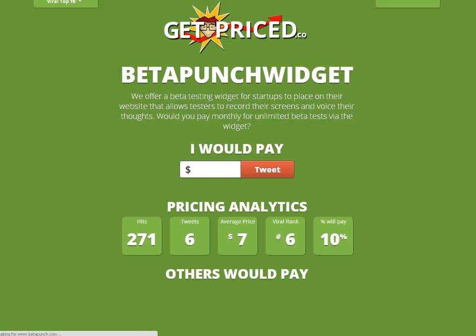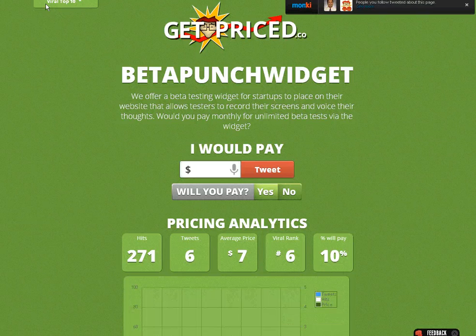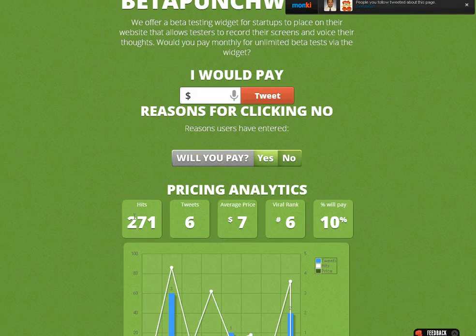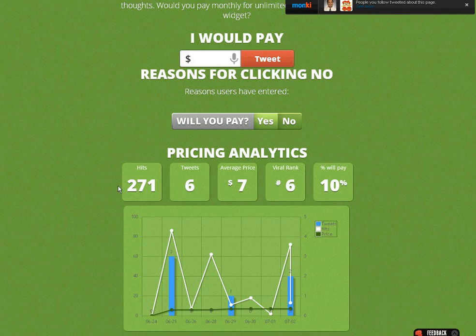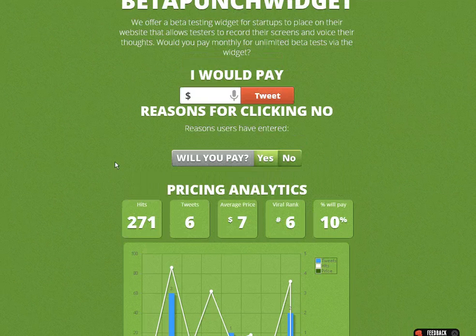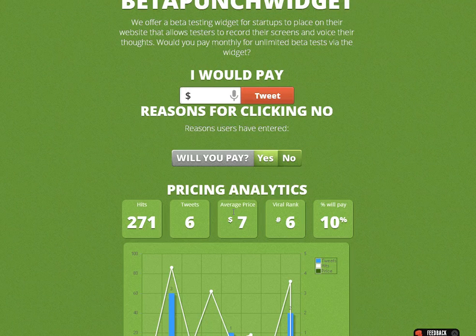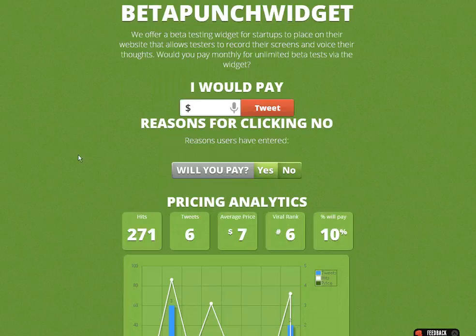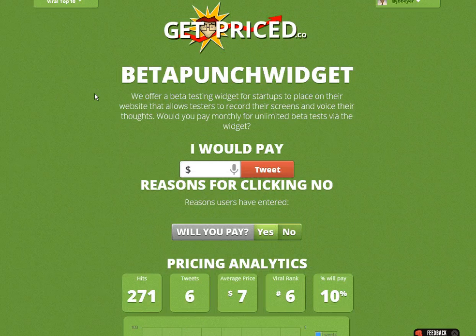So they're creating the page, and this is what it looks like, getpriced.co/BetaPunch widget, which comes back to how many people have actually clicked this link. 271 hits. Wow, that's pretty good. It's giving a price of $7 a month, and it's giving a viral rank, and 10% would pay. I'm not sure how they calculate that, but this is a really interesting idea.